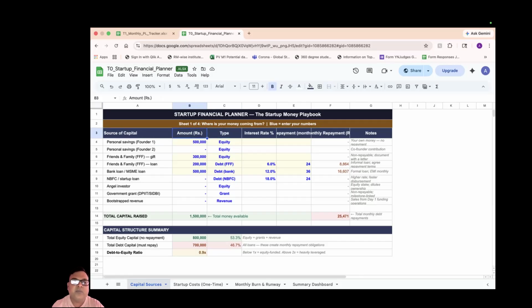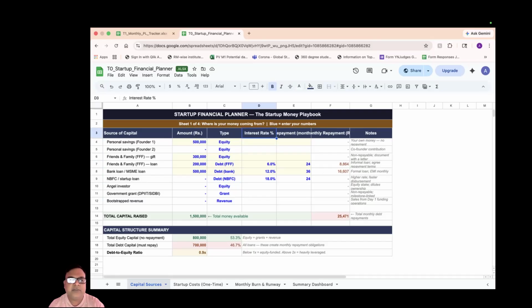Then the second important thing is, what kind of money is this? Is it equity? Is it something that you have taken as a loan, maybe a debt from a bank, or from friends and family, right? And from an investor, if you've taken it from an investor, it could be equity, obviously. Government grants, right? Or there's bootstrap revenue. Okay. These have differences, and I'll tell you what these differences are. So you can mention this, right? It'll always be a good practice, because your CA can understand what kind of value is going into which cell.